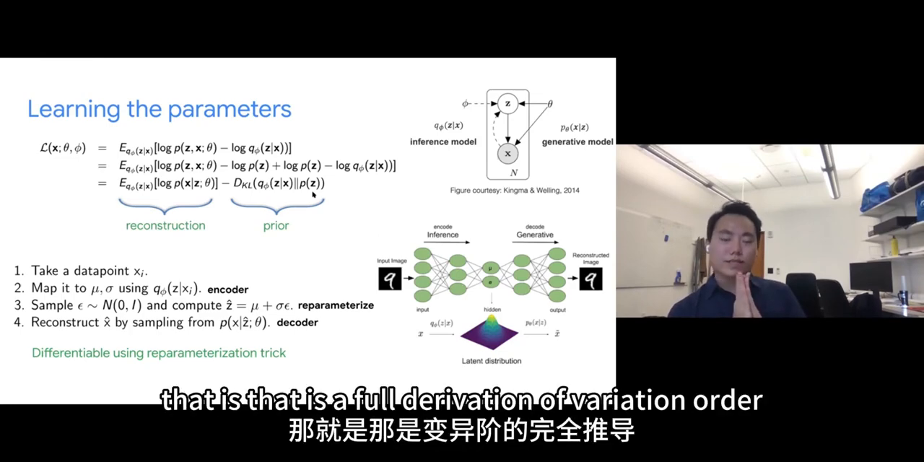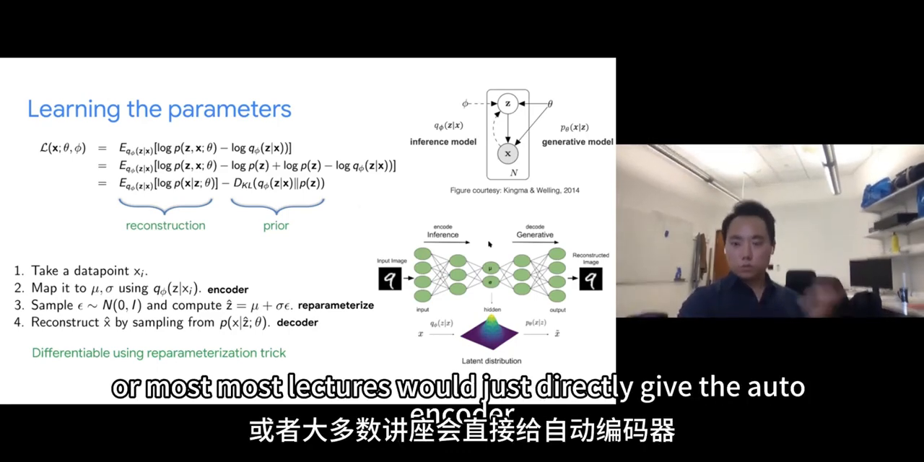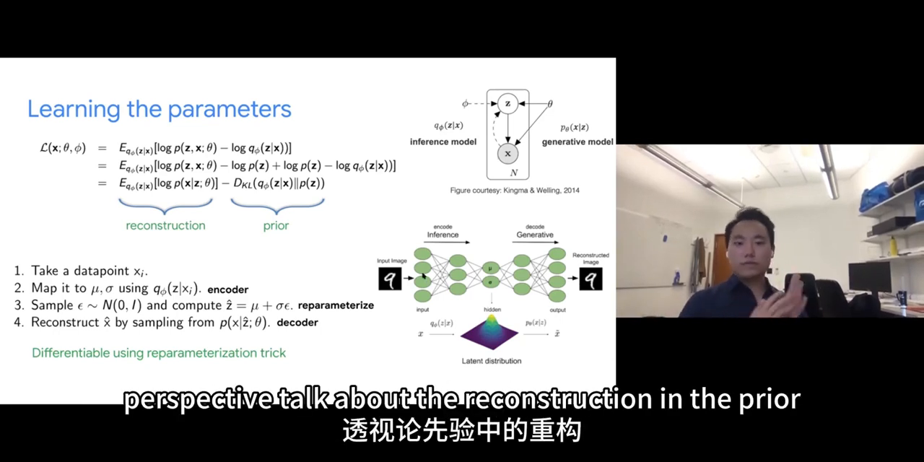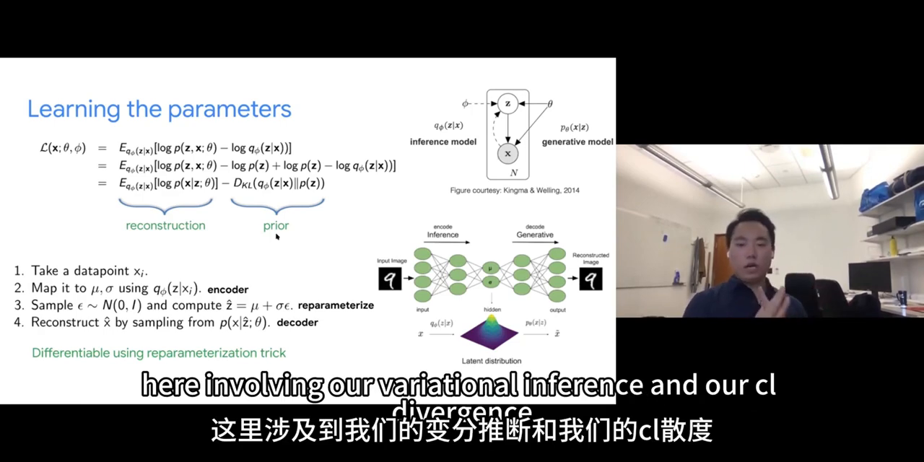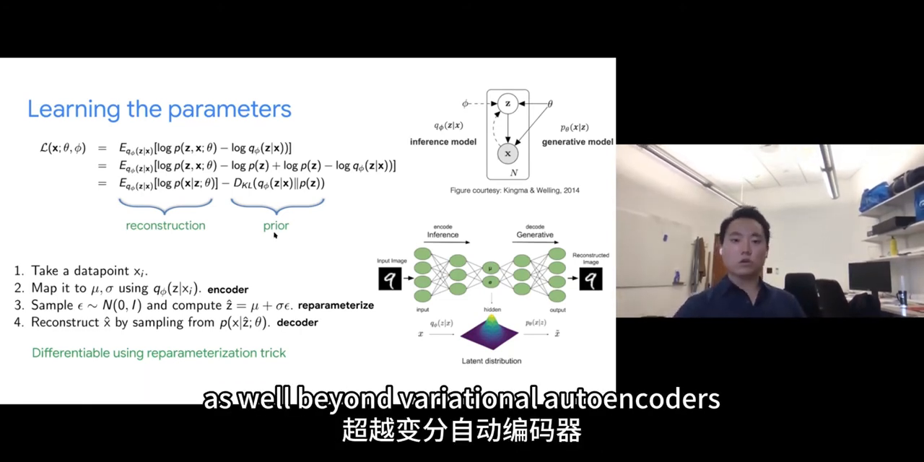So yes, that is a full derivation of variational autoencoders going through variational inference. Again, most textbooks or most lectures will just directly give the autoencoder perspective, talk about the reconstruction and the prior, but many of the techniques here involving variational inference and KL divergence are useful in many other scenarios as well, beyond variational autoencoders.